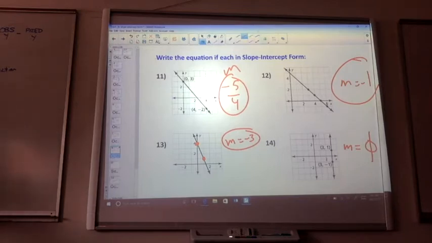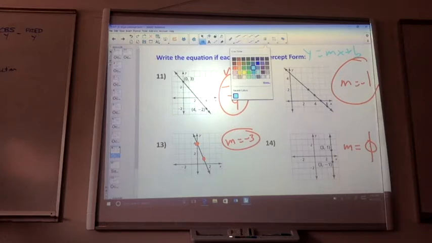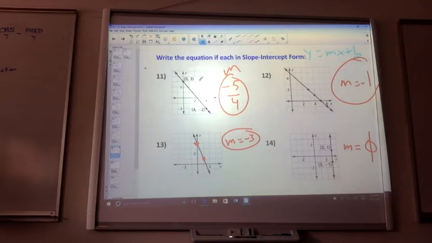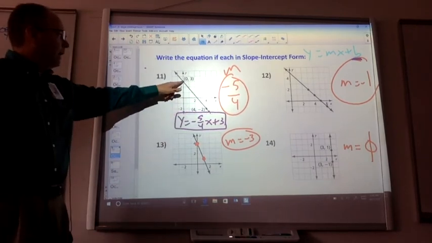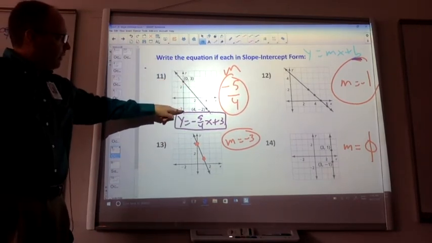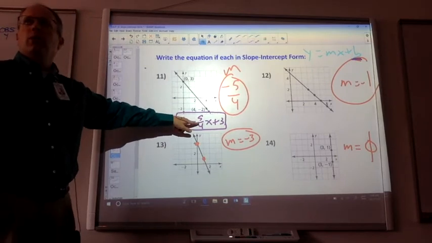Okay, so let's put this into y equals mx plus b. Do I know the slope of all of them? I do. So what's my y-intercept here? 3. The y-intercept is my b value, right? So I'm going to write the equation of this: y equals negative 5 over 4x plus 3. That says this linear equation has a y-intercept of 3. Agree? And I go down 5, right 4 for my slope.